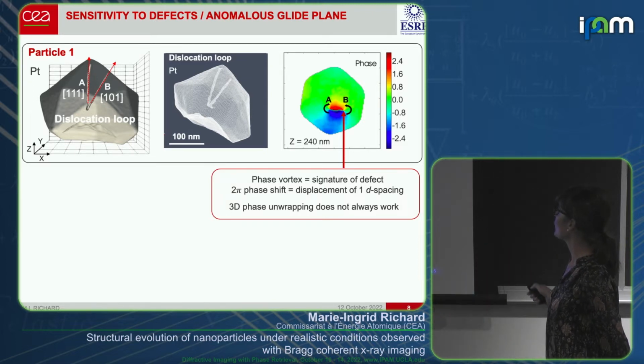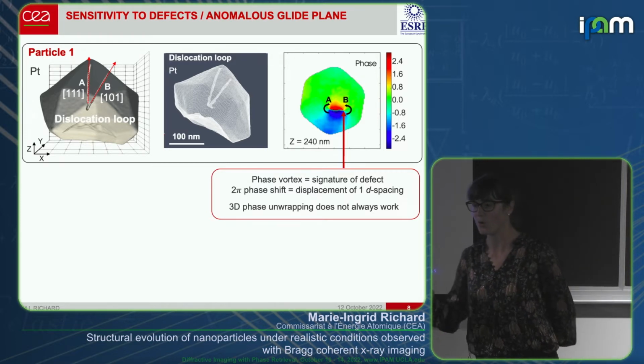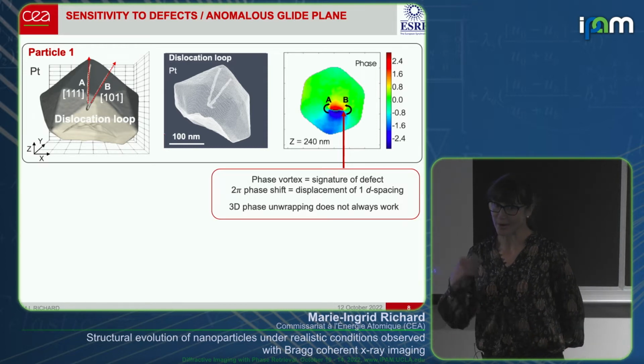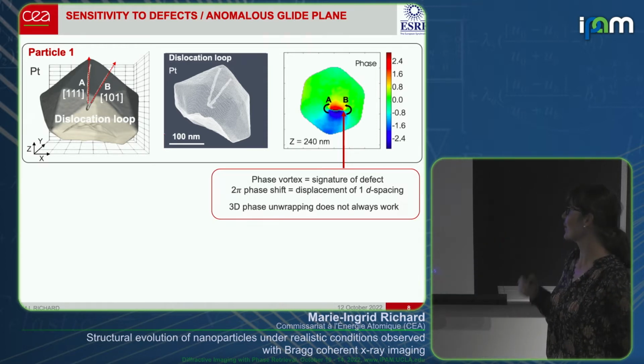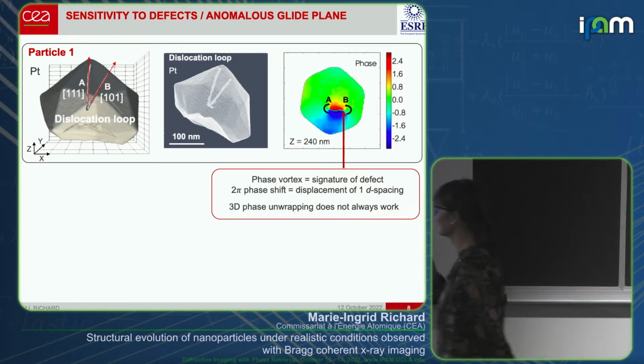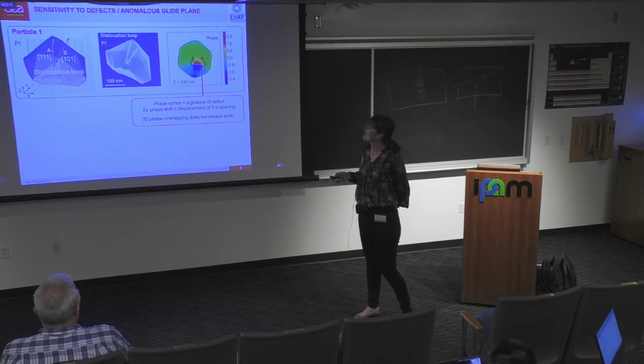When we have a 2 pi phase shift, we know that we have a displacement of 1 d spacing. Just to tell you that sometimes when we are working with defects, we are using 3D phase unwrapping, and it doesn't work all the time. So I thought it could be a good idea to work on this field here.